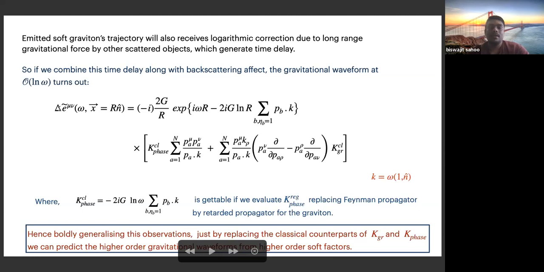So in that way, we can predict what will be the long range gravitational waveform just starting from the classical limit of the soft graviton theorem in d equal to 4.